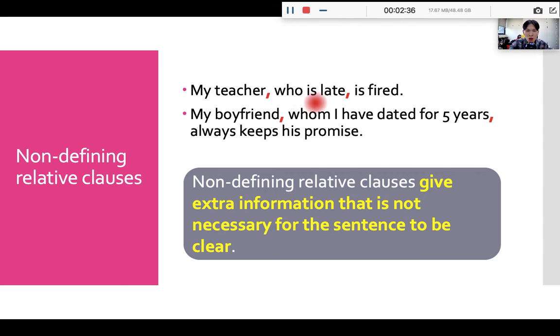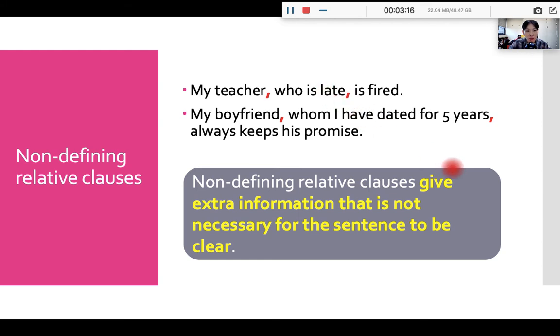So in what way is this situation different from the sentence in the previous slide? In this situation, people all know who you are talking about because there is just one teacher. And for the second sentence, the situation is people are all familiar with you and your boyfriend. So when you talk about your boyfriend, then we all know whom you are talking about. So we do not need you to give extra information here.